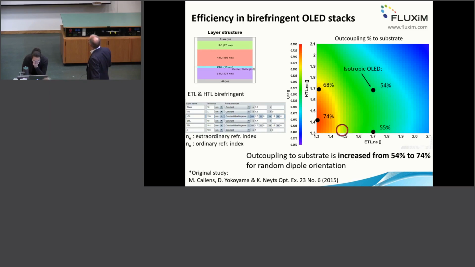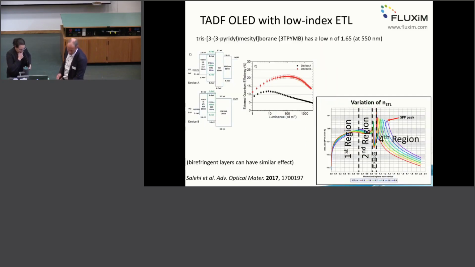And if we also reduce the extraordinary refractive index of the other ETL, then we move down to this point here, which is 74%. So we have dramatically increased light outcoupling efficiency from 54% to 74%. And that really matters, right? So that's why people are trying to exploit birefringent materials in the OLED stack, in addition to optimizing or planarizing the dipole orientation.